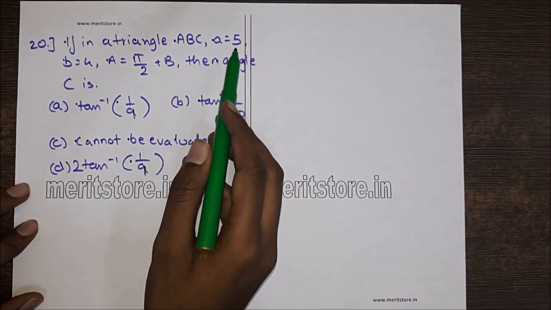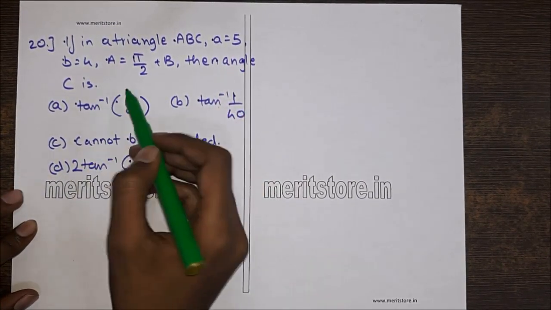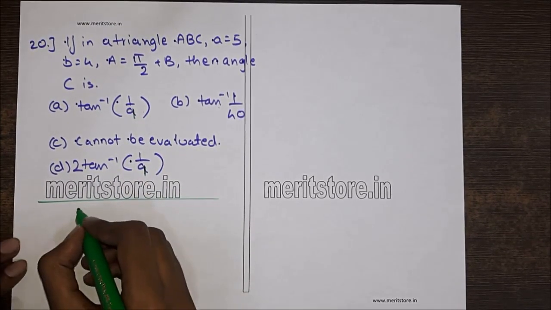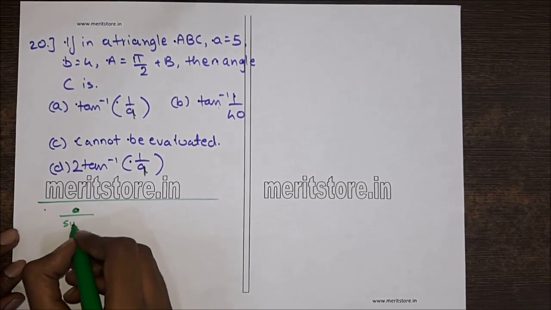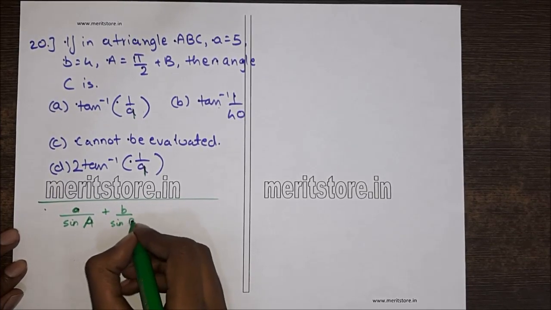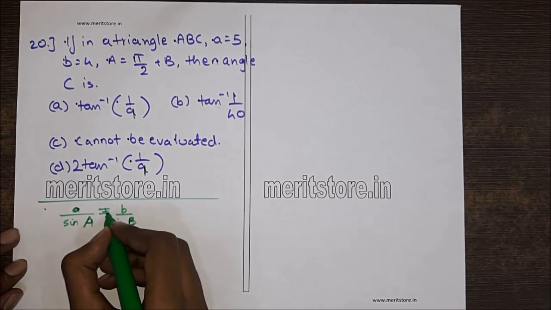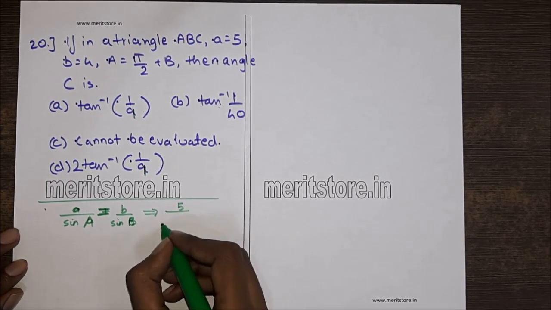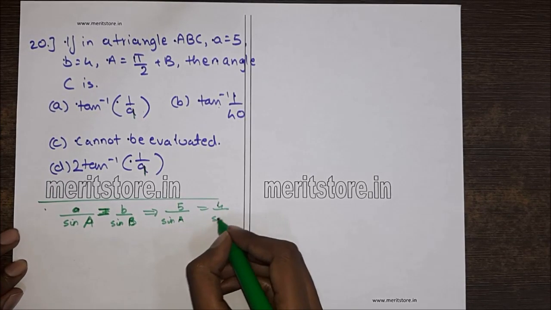If in a triangle ABC, a is equal to 5, b is equal to 4, A is pi by 2 plus B, then angle C is, these are the options. So first we use sine rule. Sine rule says a upon sine A is equal to b upon sine B. That is, a is 5. So 5 upon sine A is equal to 4 upon sine B.